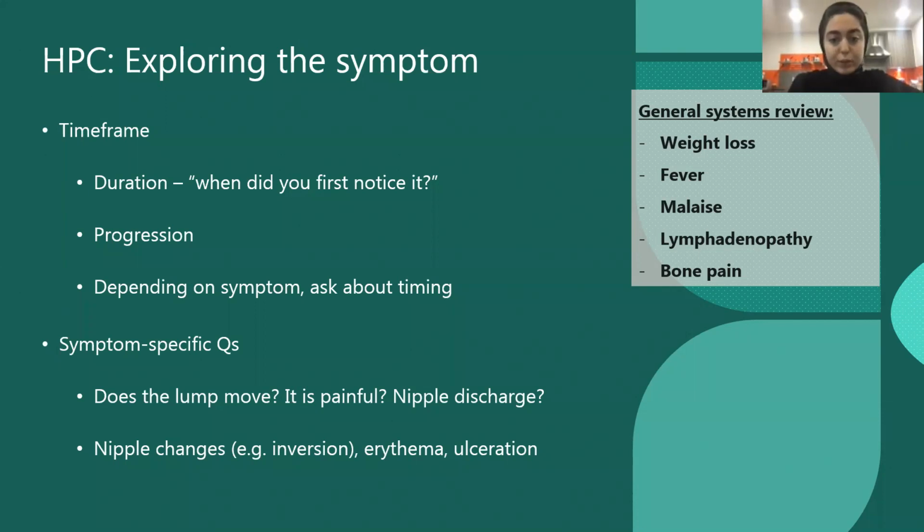Now, I'm just going to ask you a question. Why am I specifically asking about bone pain here? Just have a few seconds. You can either unmute yourself and answer or drop your answer in the chat box.